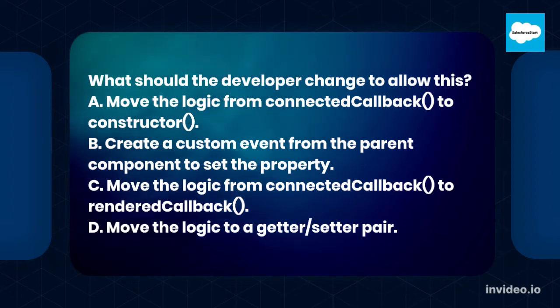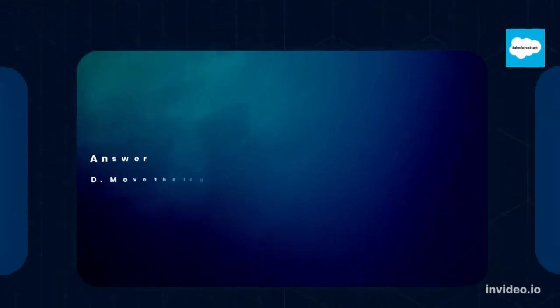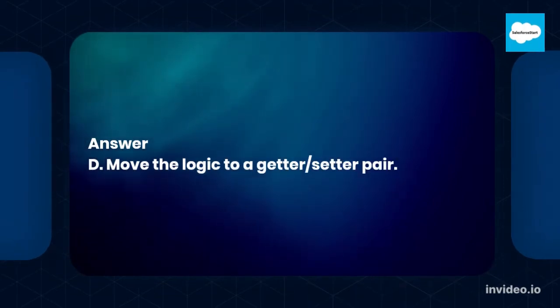A. Move the logic from connectedCallback to constructor. B. Create a custom event from the parent component to set the property. C. Move the logic from connectedCallback to renderedCallback. D. Move the logic to a getter/setter pair. Answer: D. Move the logic to a getter/setter pair.